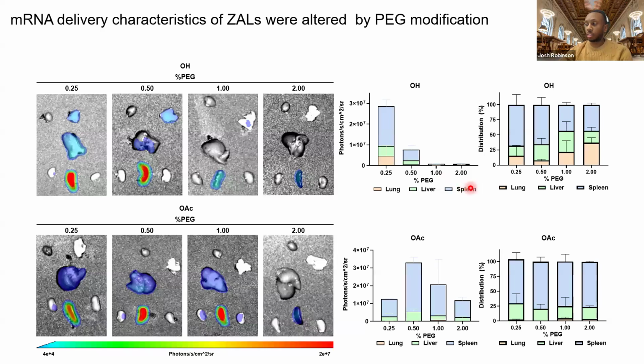But what's also interesting is that as PEG goes up, we see more of a detargeting that's not as specific to the spleen. However, in the case of the acetate, not only is delivery the highest overall, we also have a really nice retention of spleen specificity. So that's really nice to see there for a new derivative, which is great.